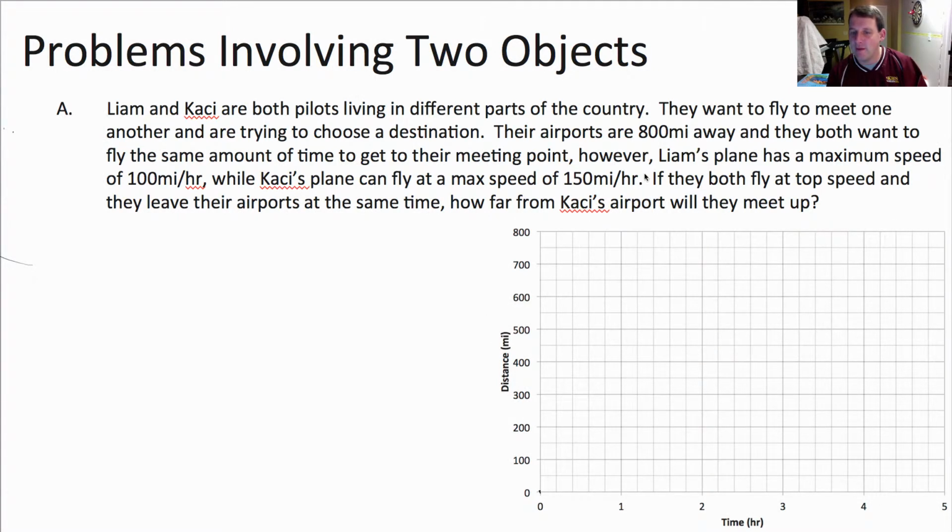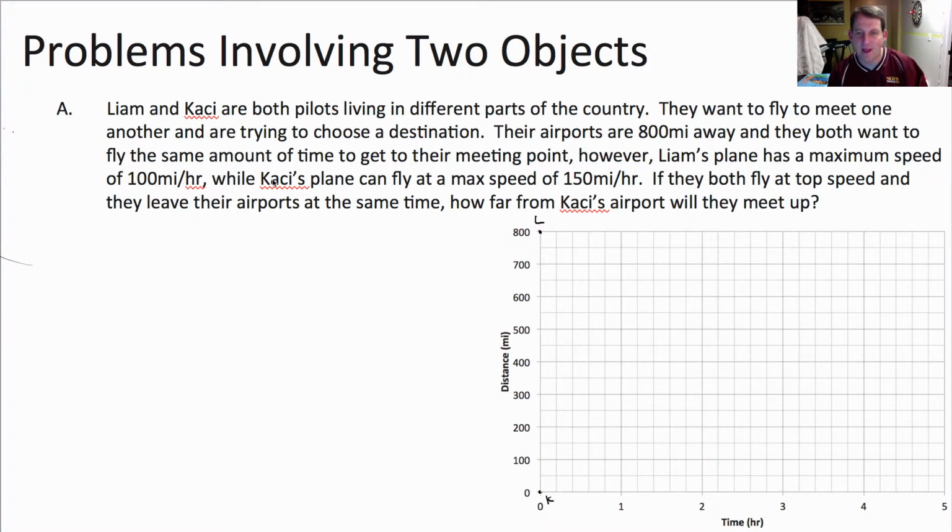So the airports are 800 miles away. So one will be starting down here, and the other will be starting 800 miles away. Let's call this one down here Casey's airport, and this one is Liam's airport. So they're 800 miles away.